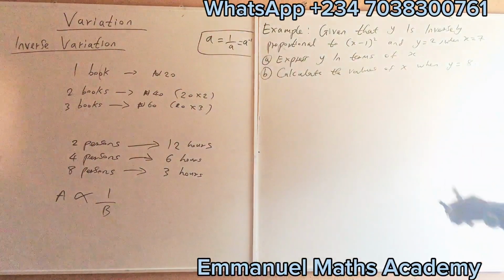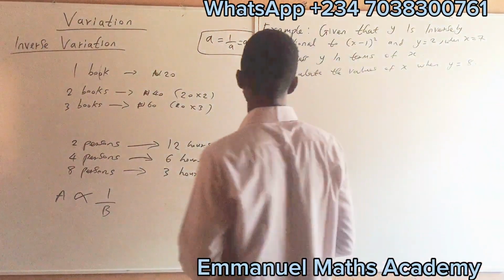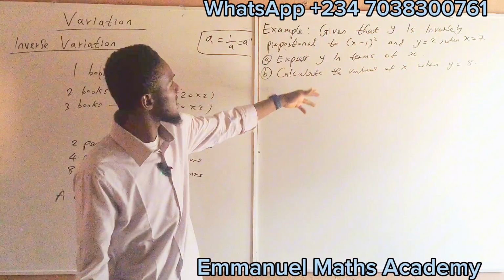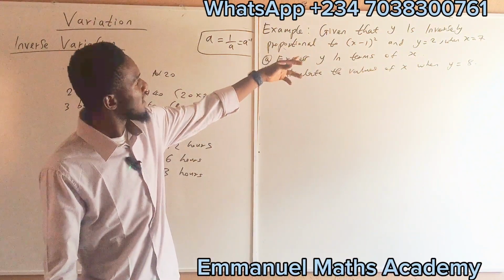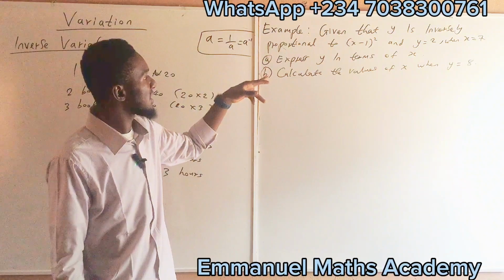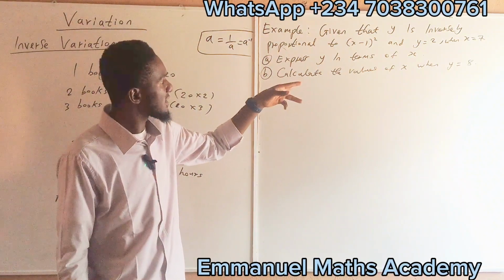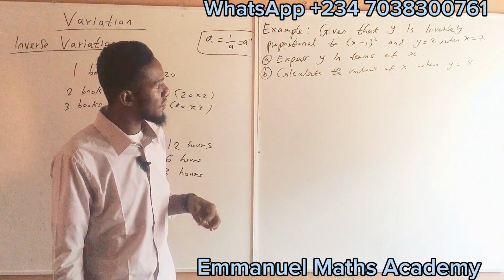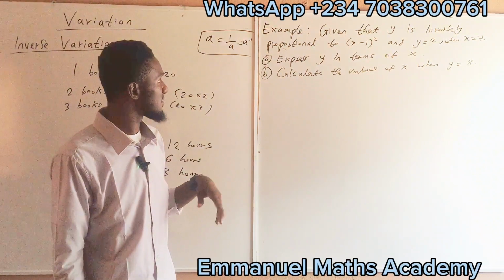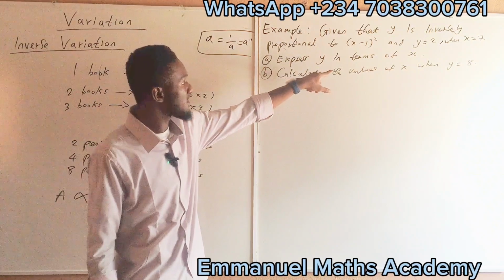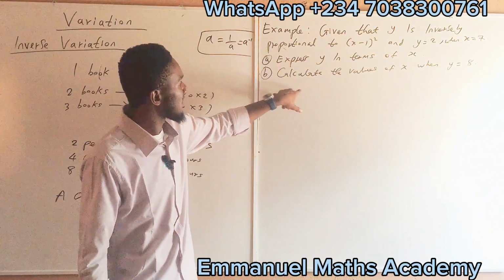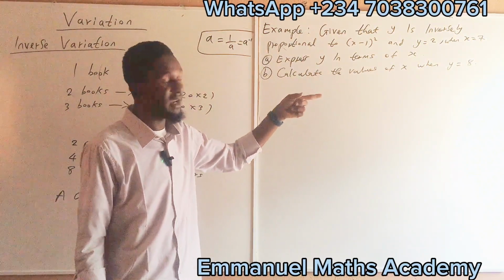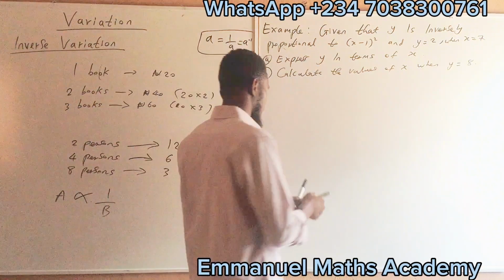Example of inverse variation. Let's look at this question. It says, given that y is inversely proportional to x minus 1 squared, and y equals 2 when x is equal to 7. A, express y in terms of x. Then B, calculate the value of x when y is equal to 8. Solution.